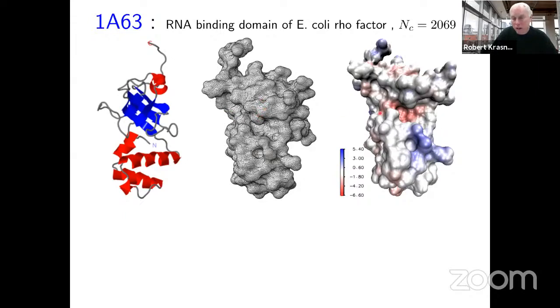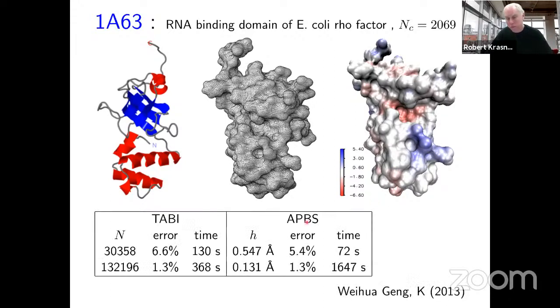After running our code, we can plot the surface potential over here. This is what people are interested in. We did a comparison with APBS. This is a subset of results that we obtained with TABI. Using 30,000 triangles, we determined that the error in the solvation energy was about 6%.